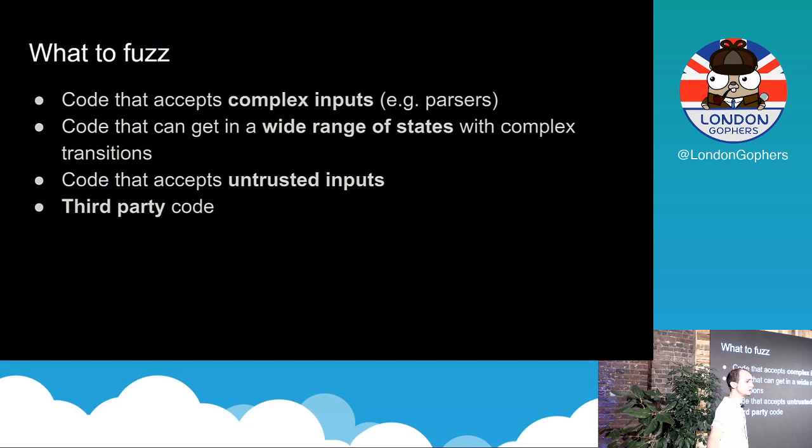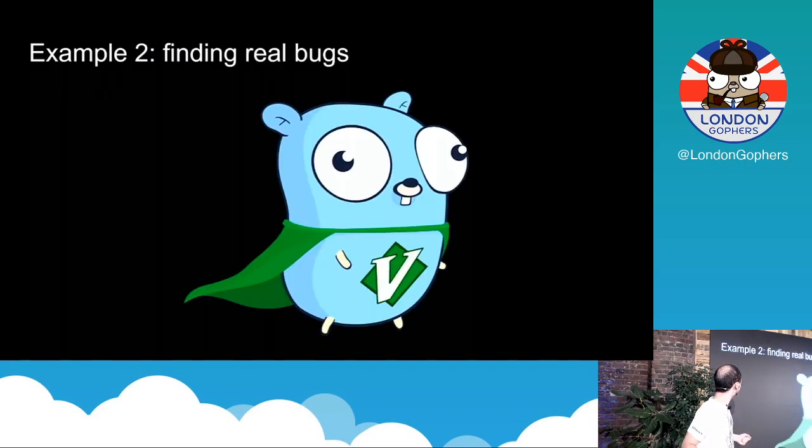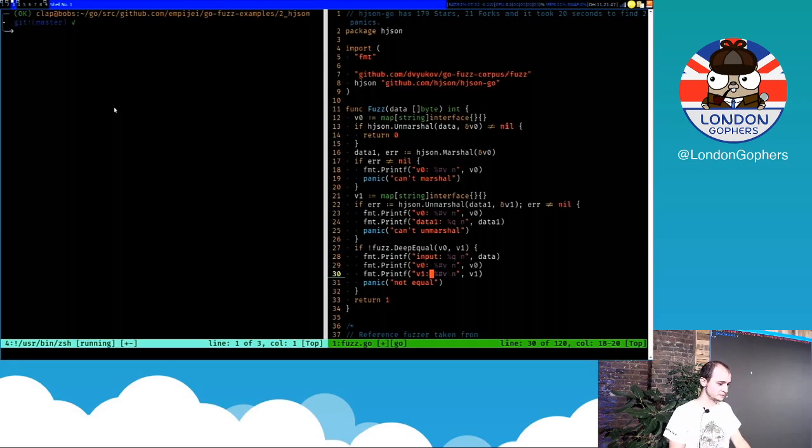And third-party code. If you have third-party code, and you probably do, you shouldn't trust it. So just fuzz it. Not because people are untrustworthy. If they put a backdoor in it, you won't find it with fuzzing, but just maybe because the package is not reliable. So let's take a look at it.